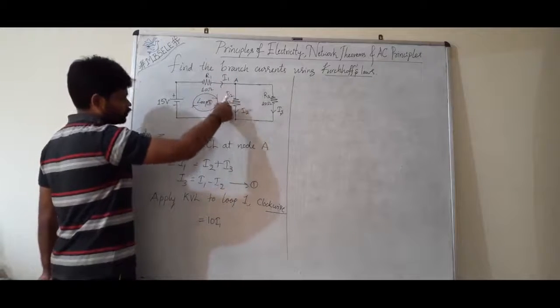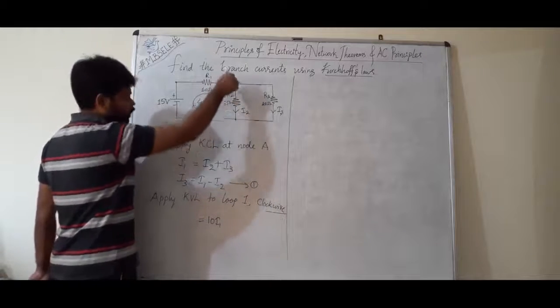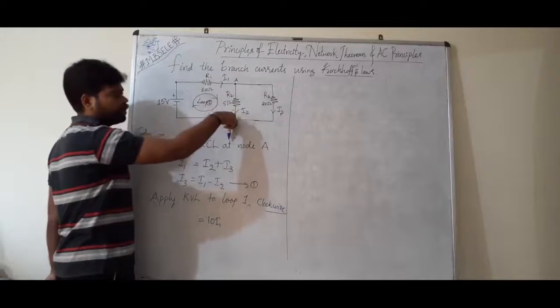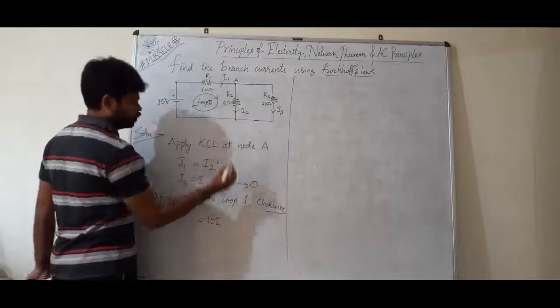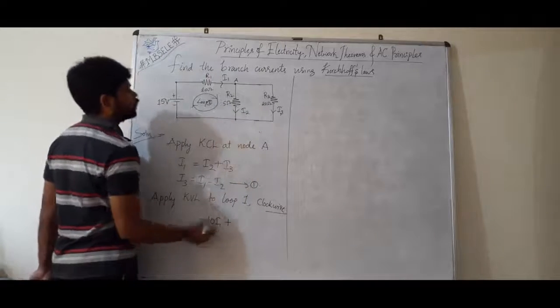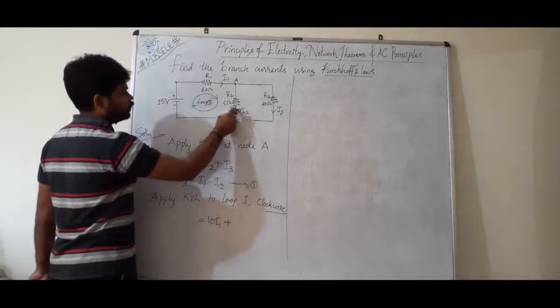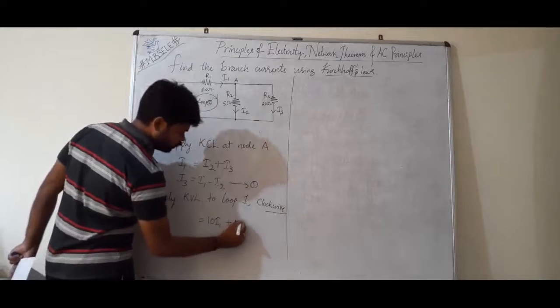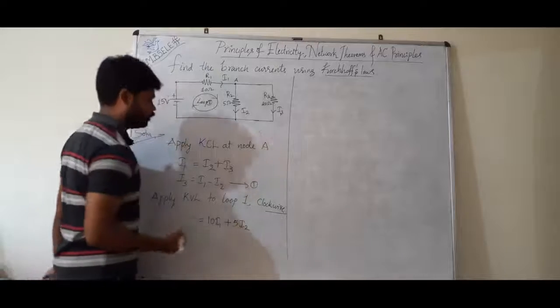Then continue. Now I2 is in this direction. We are traversing in the same direction, so it is a positive voltage drop, plus. The current is I2 and the resistance is 5, so that gives 5 I2.